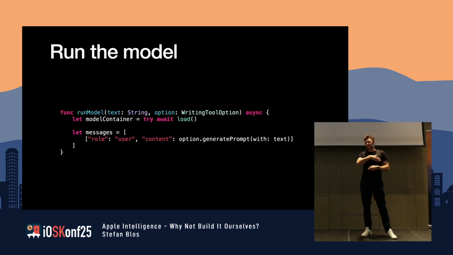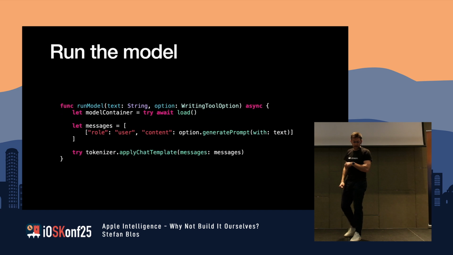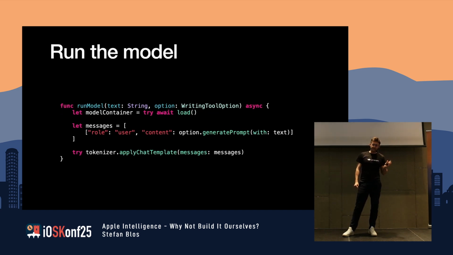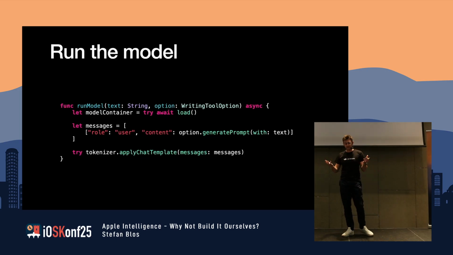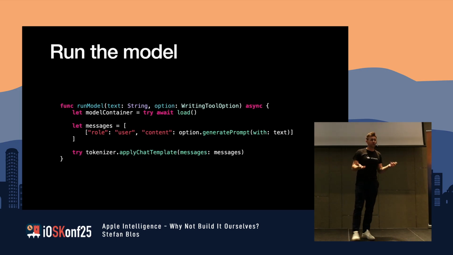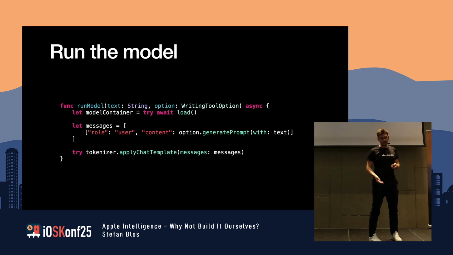Then we create the messages that we want to hand to the AI, which is a message of the role user with the content of the prompt that we have just generated. And then we use a tokenizer to translate this message, which is strings or characters, into something that the AI can actually work with, and this is just numbers. This sounds fancy, but basically it's just taking characters and putting them into numbers so that the AI can process this.